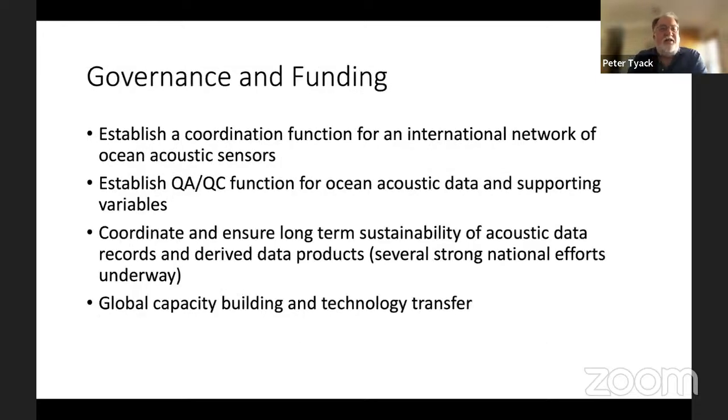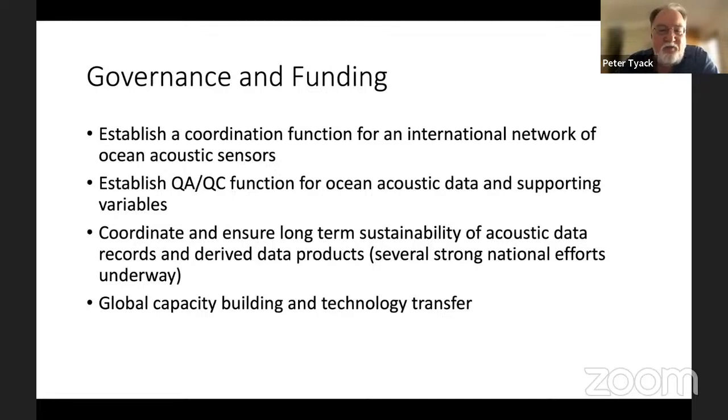For governance and funding, the implementation plan focuses on some of the essential requirements. We need a coordination function for the growing bottom-up international network of ocean acoustic sensors. We need a QA/QC function for the ocean acoustic data and supporting variables, and to coordinate and ensure long-term sustainability of acoustic data records and these derived data products. There are some superb, strong national efforts, and the example I gave from Avi before. And we also need to focus on global capacity building and technology transfer.